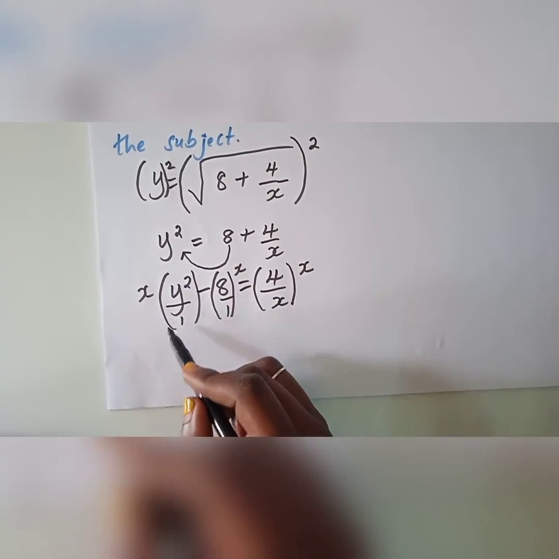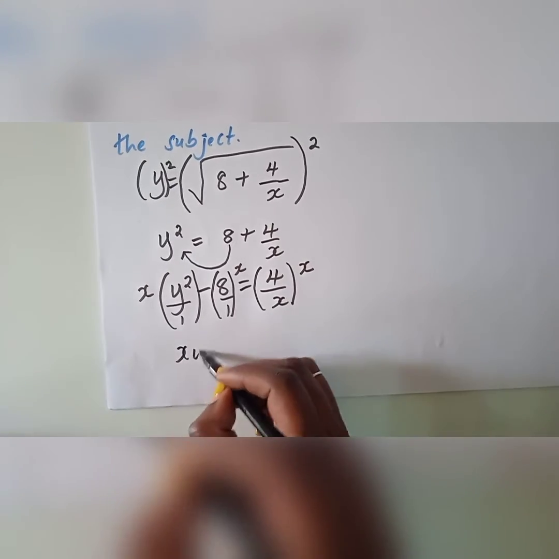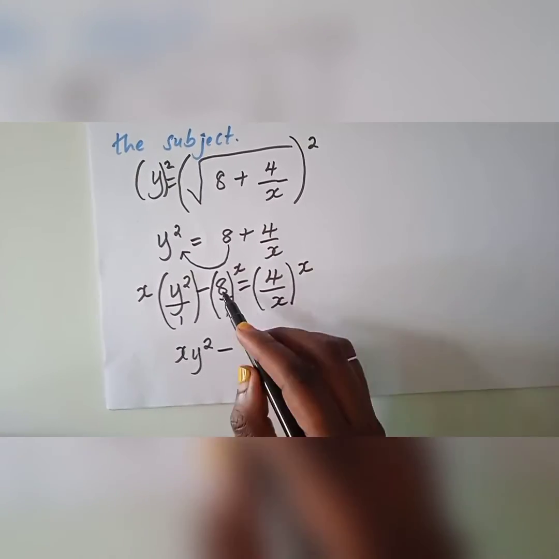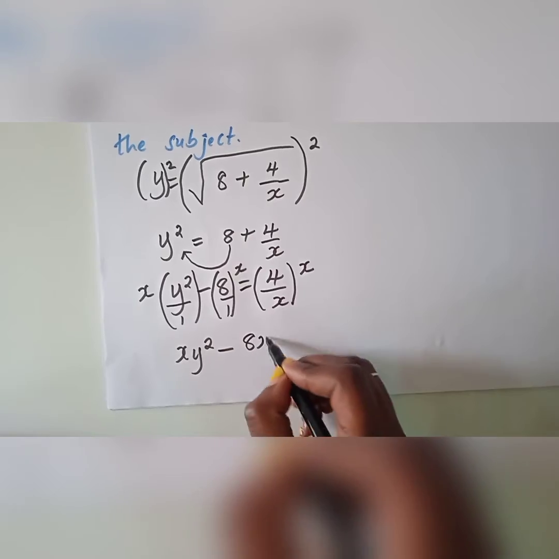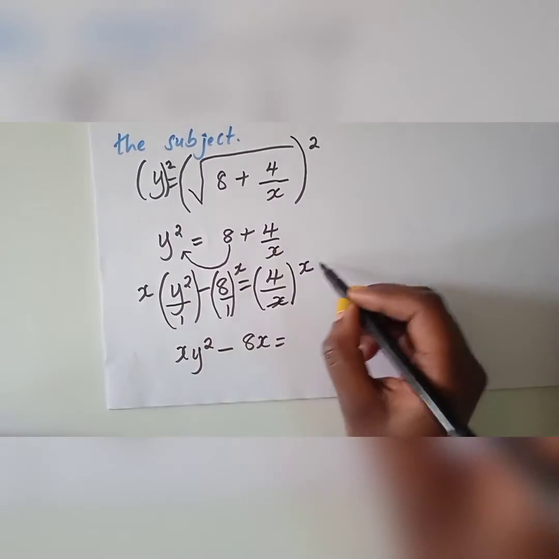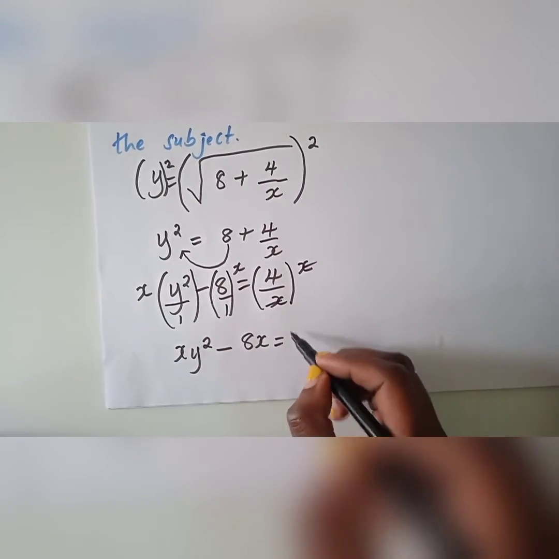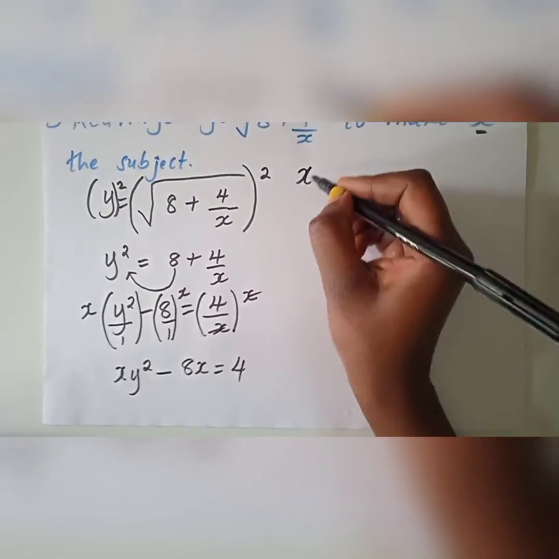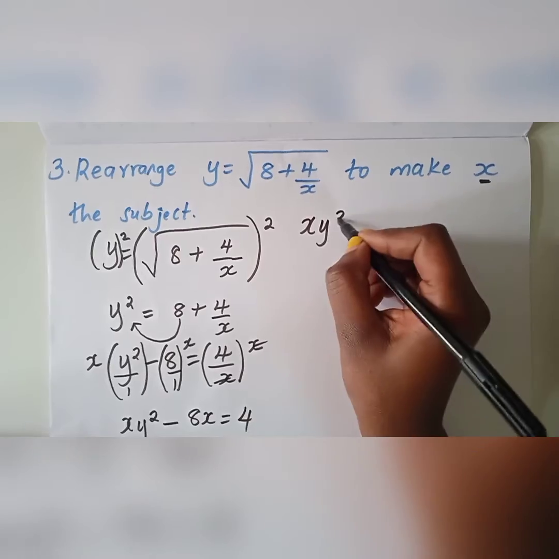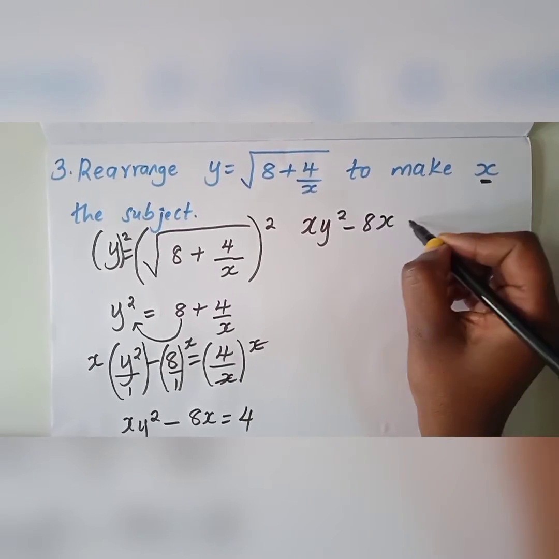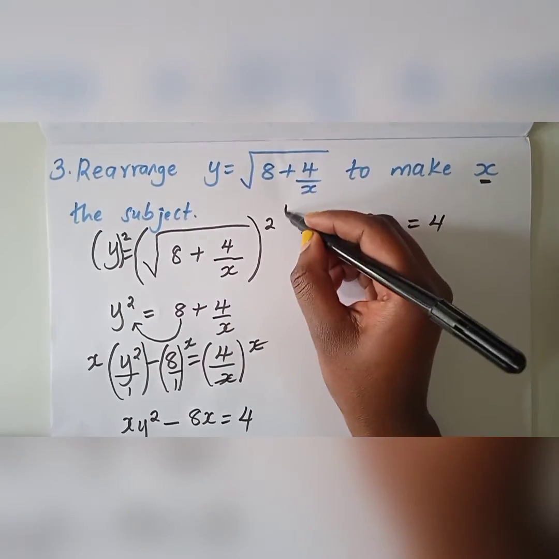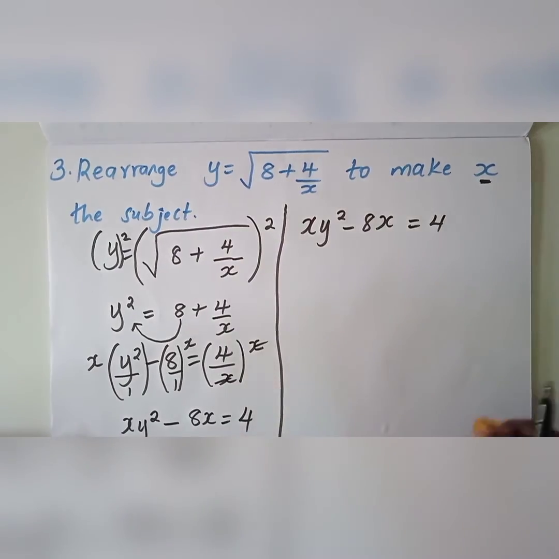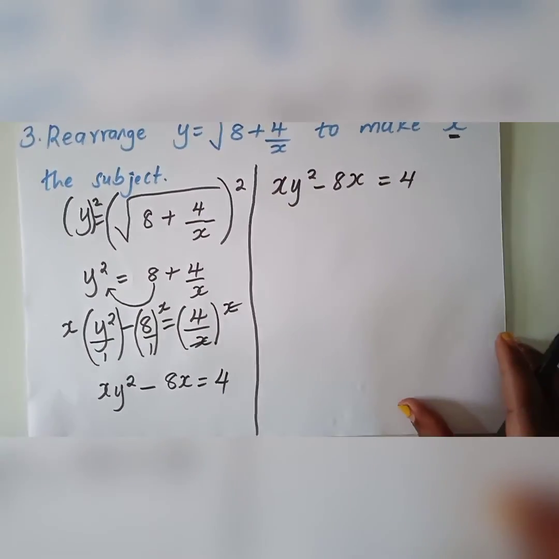Now x times y squared, that will be xy squared, minus 8 times x is 8x, equals to this x, and that x will cancel. We'll be left with 4. So we'll continue on top. So we have xy squared minus 8x equals to 4. Oops, sorry for that squiggly line.